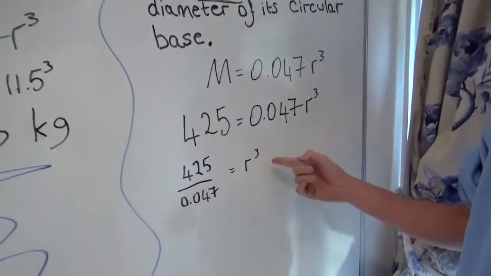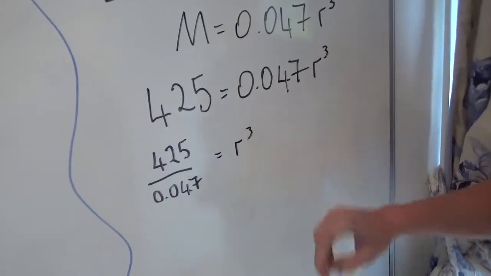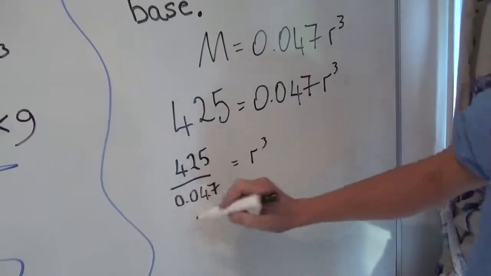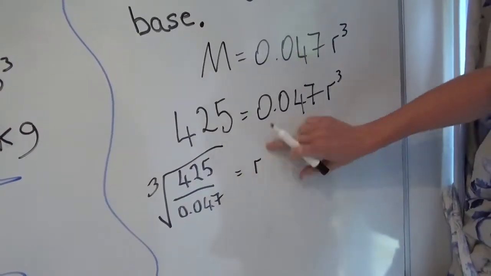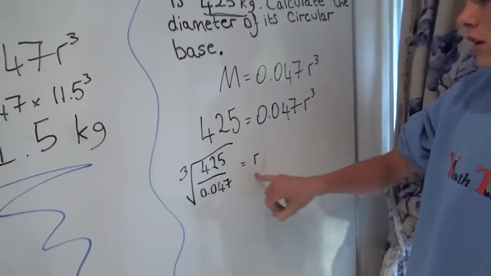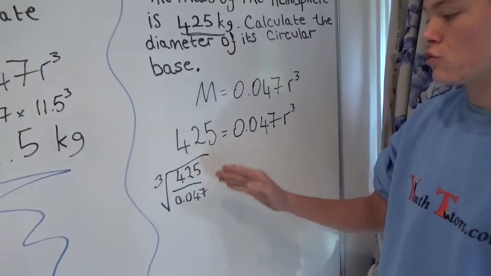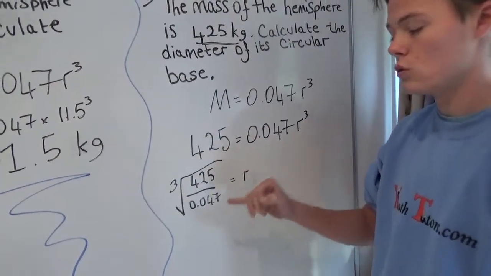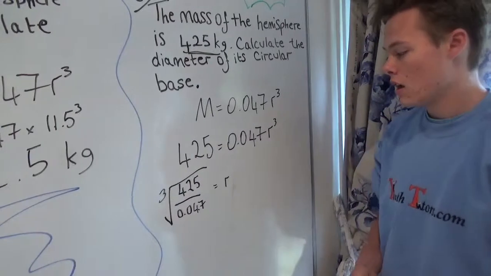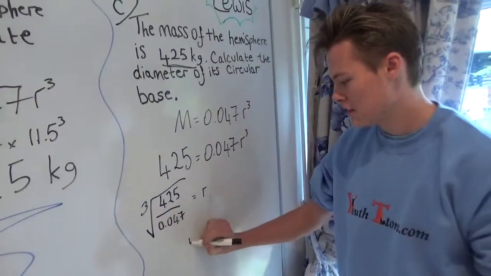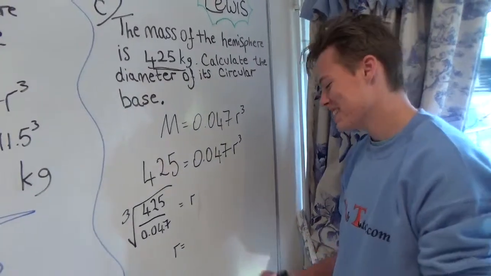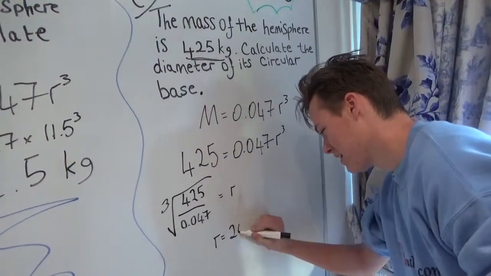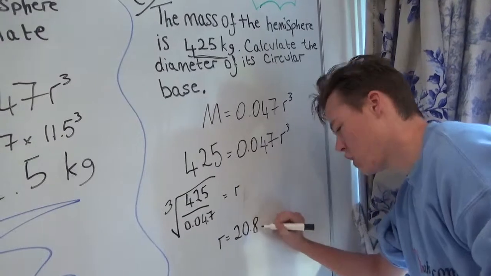Now we have to get rid of the power. The easiest thing to do is move it straight across, and it becomes a cubed root, and you just take off the power like that. So r is equal to the cubed root of 425 divided by 0.047. And what does that work out to? I believe it's 20.8. Off the top of my head. I hope that's right.